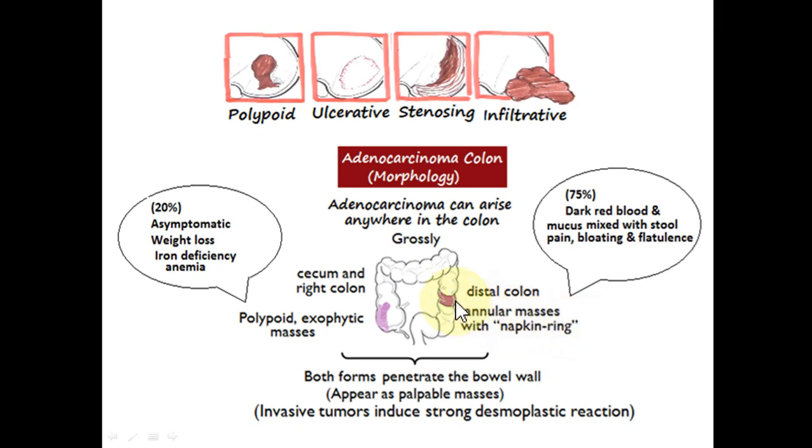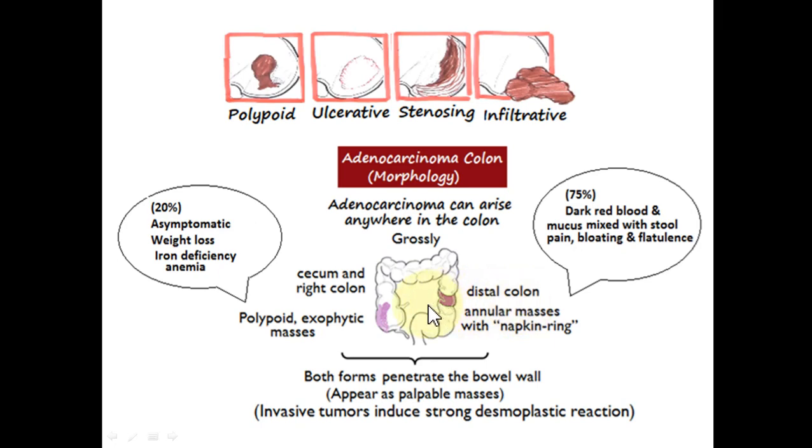and potentially they will cause narrowing of the lumen of the large intestine and may be the cause of intestinal obstruction. In these types of cancers in the distal colon with a napkin ring, we see dark red blood and mucus which are mixed with stool. The patient suffers from pain, bloating, and flatulence.